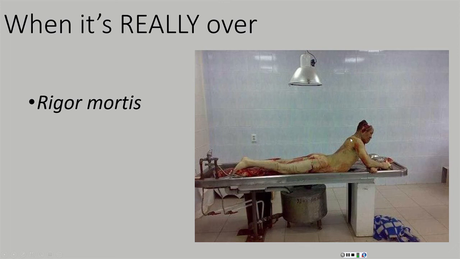But what's happening here? The muscles in his back are contracting. Well, he's not telling them to contract. He doesn't have a brain to tell them to contract, but they're still contracting. So what's happening in the case of rigor mortis?